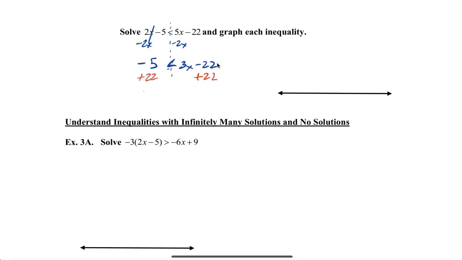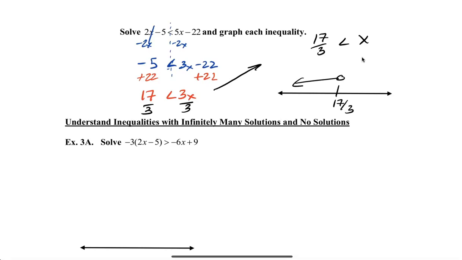We're going to get 17 is less than 3x. Then let's divide by 3. And we're going to get 17 over 3 is less than x. Again, that's another ugly fraction. It's like 5.66. We can just leave it at 17 over 3. The bigger issue, though, is if you graph it like this and follow the same rules, you went, okay, 17 over 3, open circle, you went that way, you would be wrong.